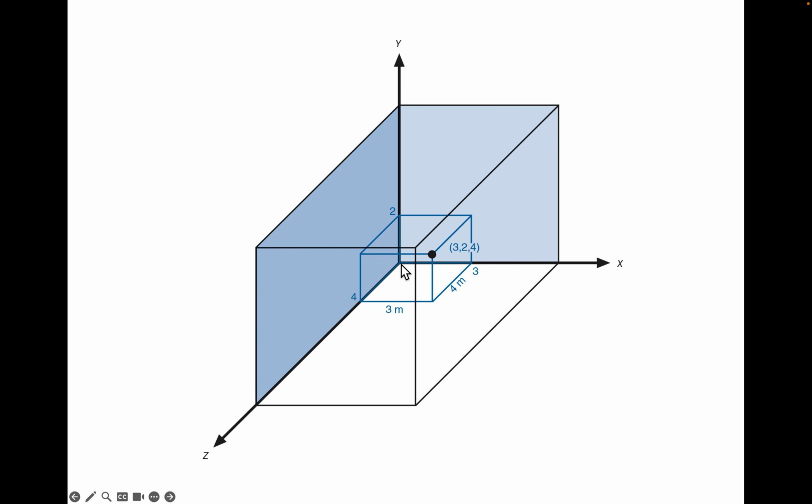Origin oftentimes will be where they started. This point (3, 2, 4) would be where they finished. Again, 3 meters to the right, 2 meters up, and 4 meters forward. So, a visual representation of position.